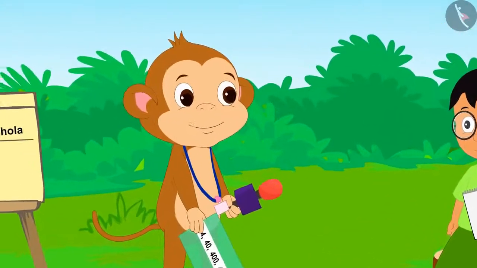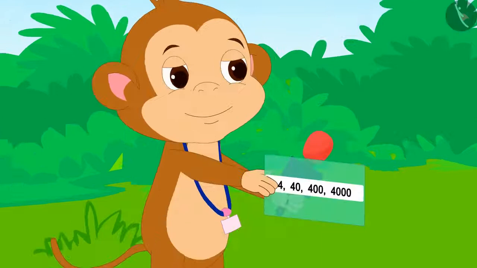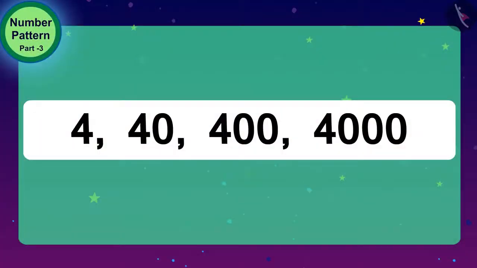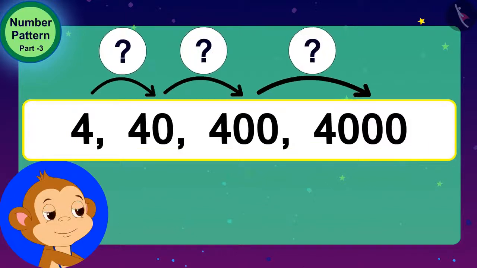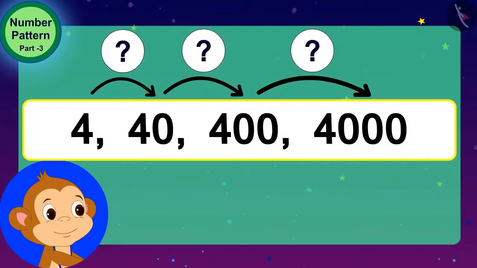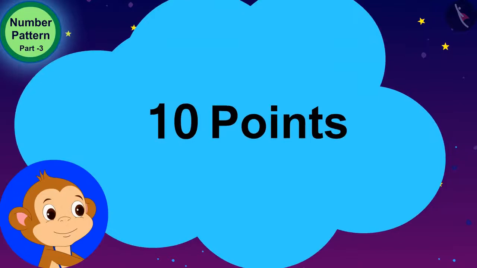Now Babban showed the contestants the second number pattern. Babban said, "You have to find the rule of this number pattern. Whoever finds it first will get 10 points."